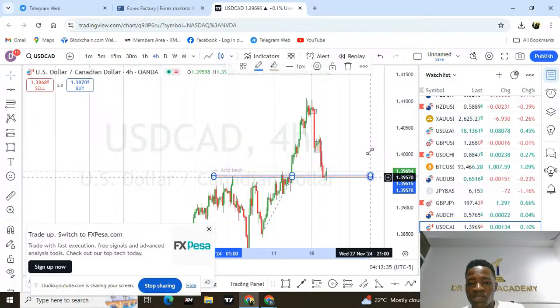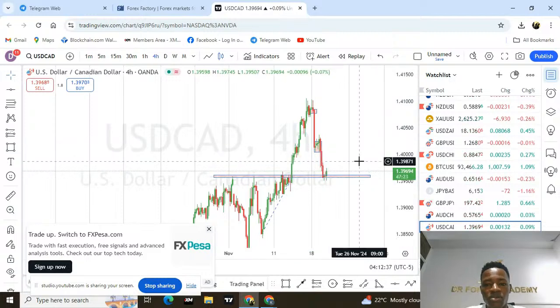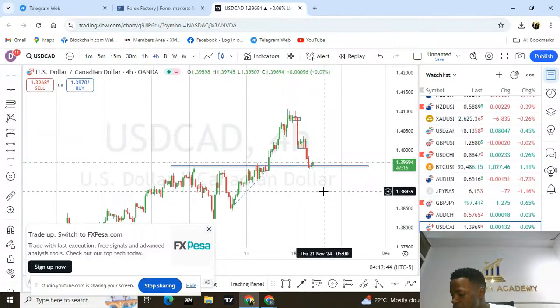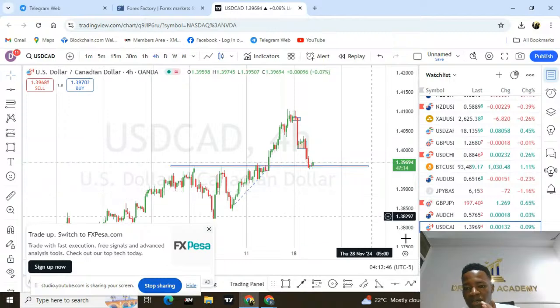So those who are still holding USD CAD sales, close your take profit. The market has hit TP because we were looking for this market to come back again to this break of structure and then we continue buying this USD CAD because the overall direction of it is bullish. So if you're on USD CAD, close your profits again.